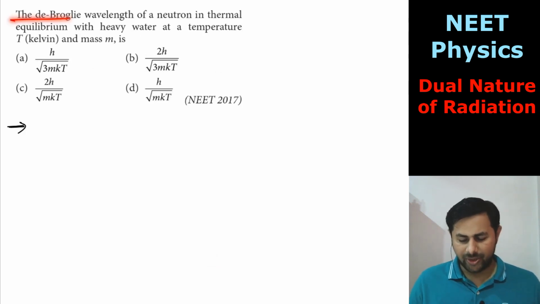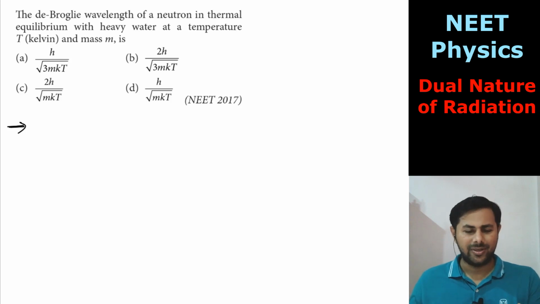So the de Broglie wavelength of a neutron in thermal equilibrium with heavy water, okay, at temperature T. Now it might be thermal equilibrium with heavy water or anything else, right? But the important thing is the temperature is T. Then you can treat a neutron like an atom, okay? Neutron is just like an atom, or if you have a hydrogen atom, you remove an electron from it, what remains is a neutron, right? So it's like an atom only, okay?